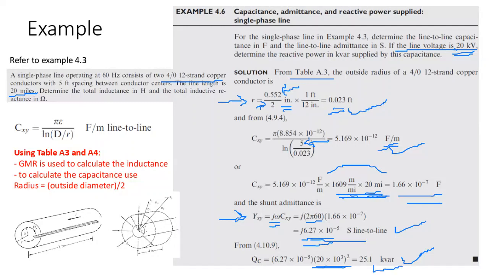So what does it mean now? It means that the transmission line, which is made of this copper conductor here, this transmission line for 20 miles, produces this much reactive power, 25.1 kilovar. It produces the line. So this is the injection of the reactive power.